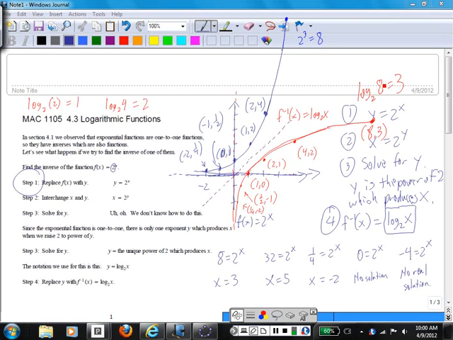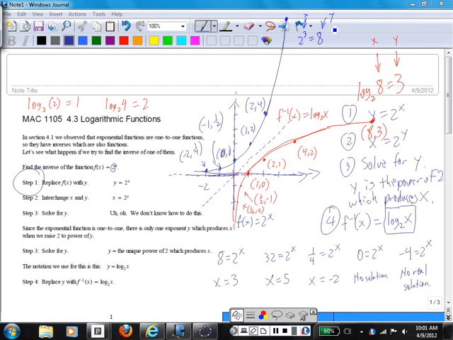And that gives us the point. See, that's the x coordinate, that's the y coordinate. That's the x, that's the y. Log base 2 of 8 equals 3. Here, on the exponential function, this is the x, and this is the y. So the point (3, 8) on the exponential function, the point (8, 3) on the log function.